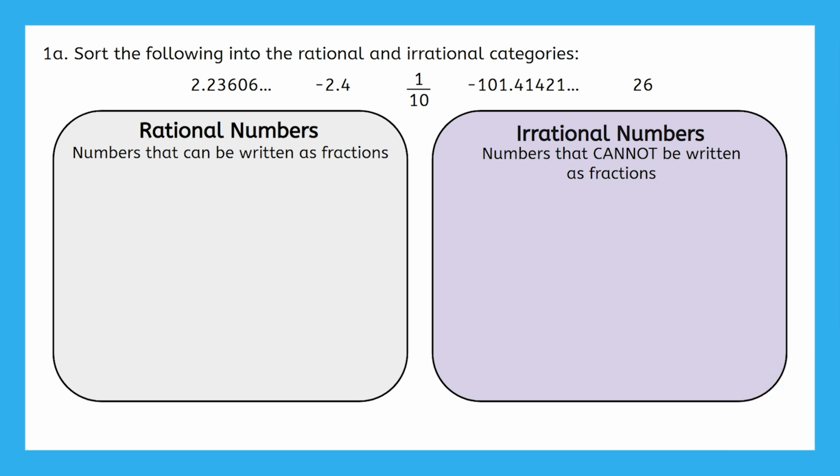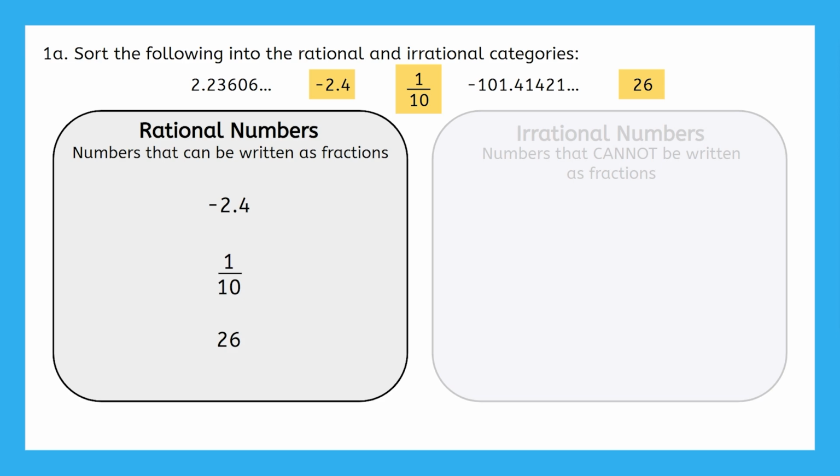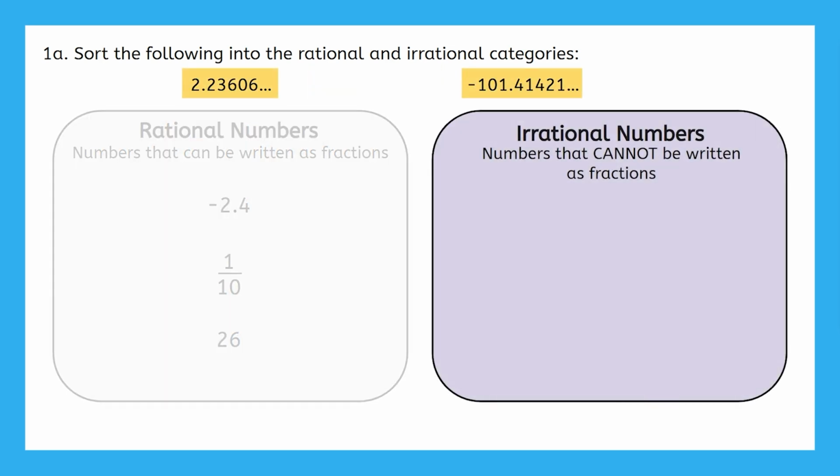Check your work. From this list, the -2.4, 1/10, and 26 are rational numbers. All of these numbers can be written as fractions. The last two numbers are non-terminating decimals that don't have a repeating pattern. 2.23606 without an end, and -101.41421 without an end are irrational because they cannot be written as fractions. Great job. Let's take it one step further.